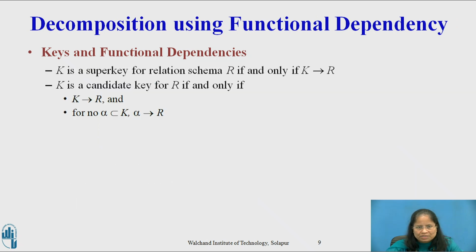K is a super key for the relation schema R if and only if K functionally determines R. K is a candidate key for relation R if and only if K functionally determines R and for no alpha proper subset of K, alpha functionally determines R.